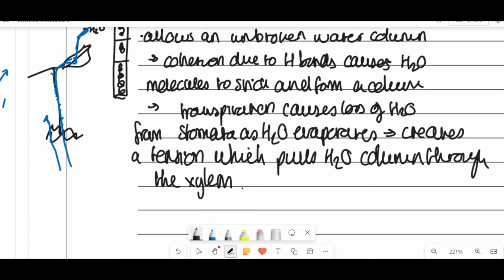It's really important to understand what each term is, rather than just memorizing rote-learned answers. There's nothing to do with source and sink here, because that's to do with translocation, which is different.